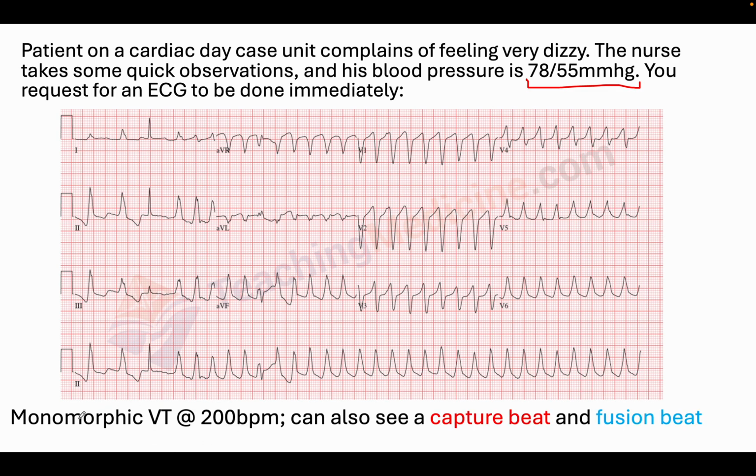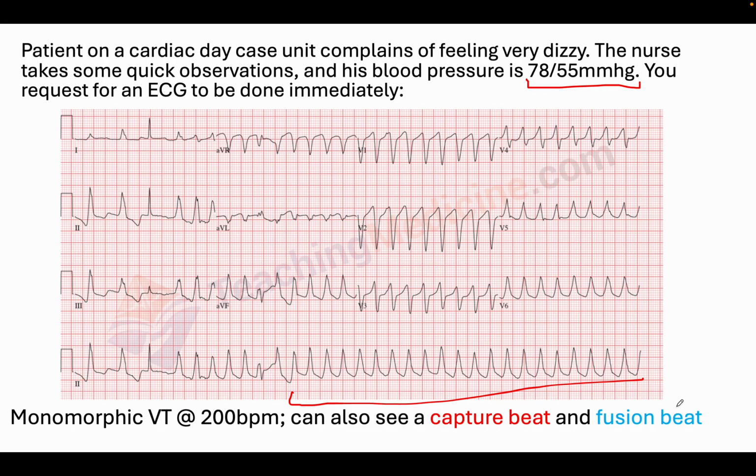So this is an example of monomorphic VT, and if you worked out the rate, it's going at a rate of around about 200 beats per minute. And then I've mentioned something called a capture beat and a fusion beat. So well done if you got that right. We'll go through it now. We can see this massive run of VT here, and it's fairly monomorphic in nature, and that will definitely be what's causing such a poor cardiac output and blood pressure.